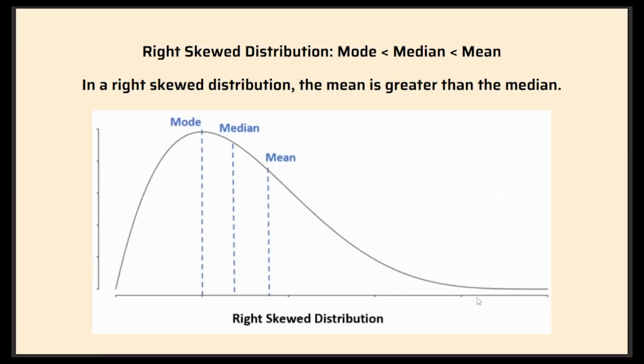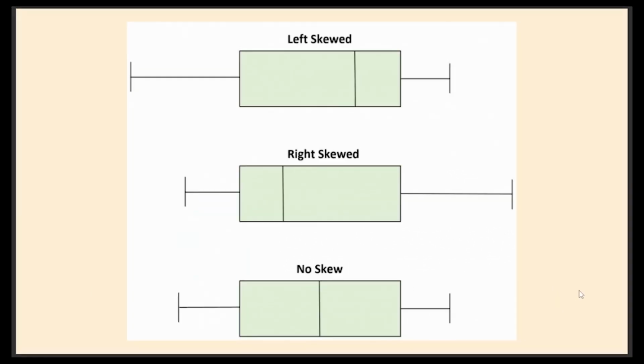Similarly, this is the right skewed distribution, where you can see the mode is less than the median, which is less than the mean. This is the midpoint which is present over here. This is the mean of the entire data set, and mode is the most frequently occurring observation which is present over here. So this is a right skewed distribution where it has a longer tail on the right hand side. Considering box plots, this is how left skewed and right skewed data can be seen in a box plot.